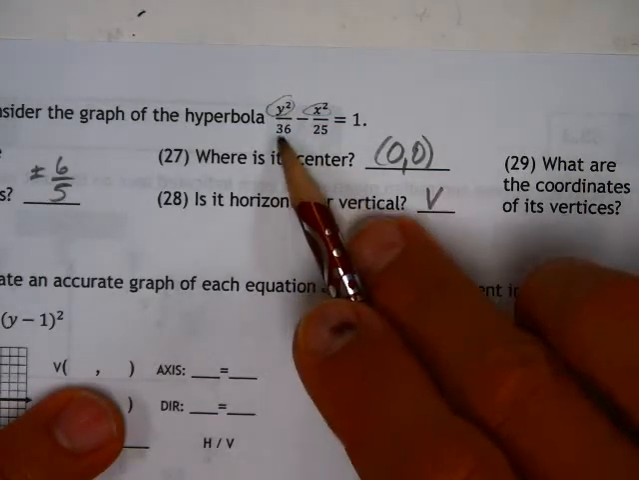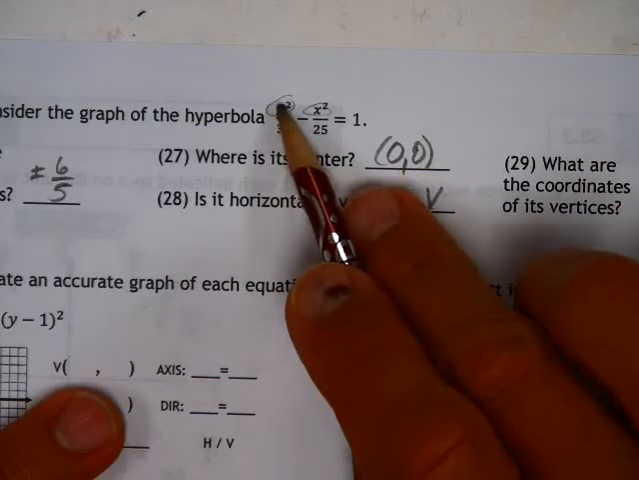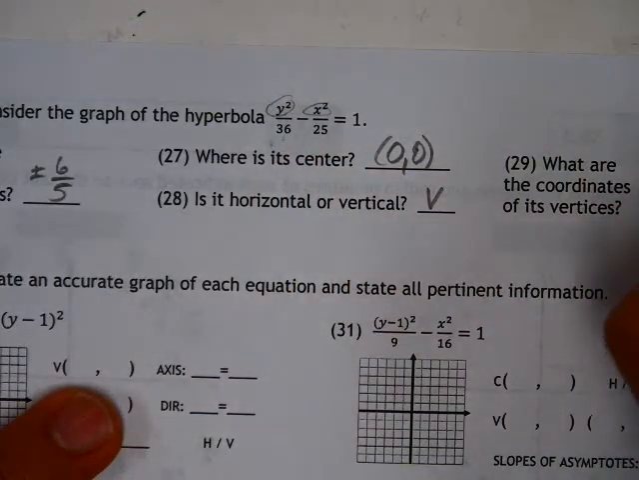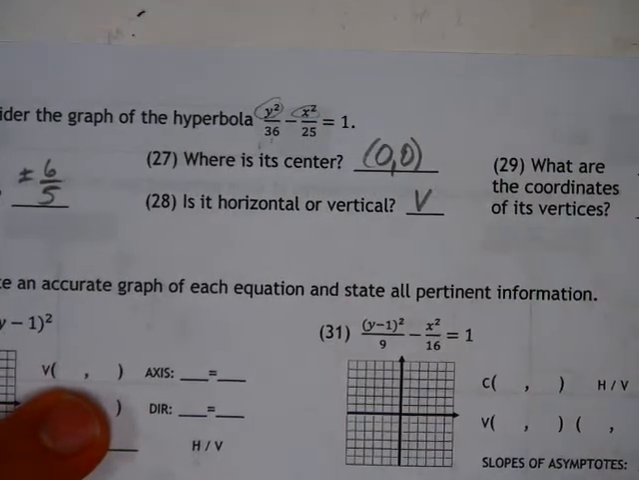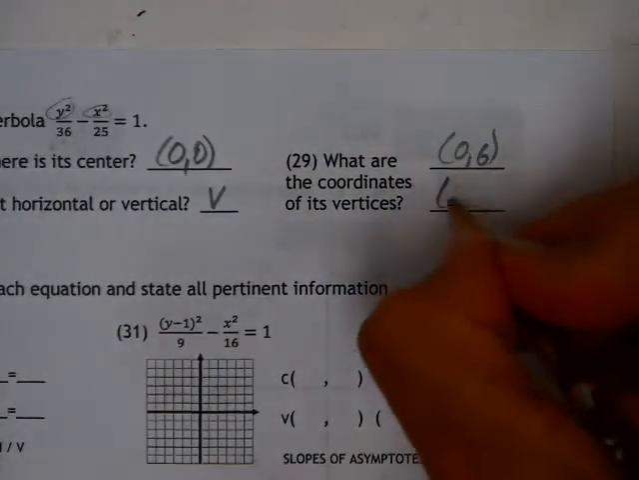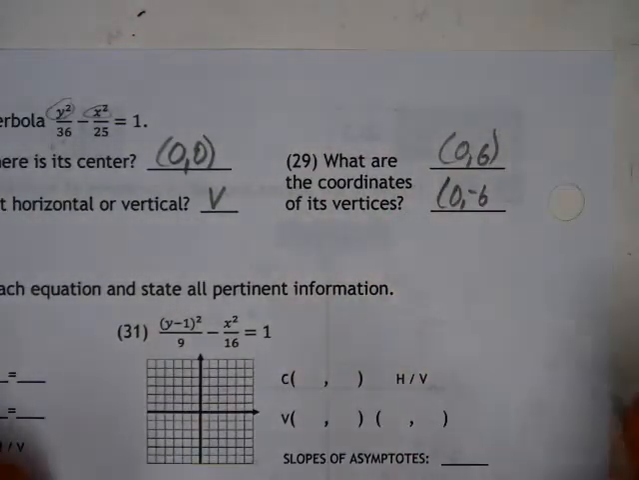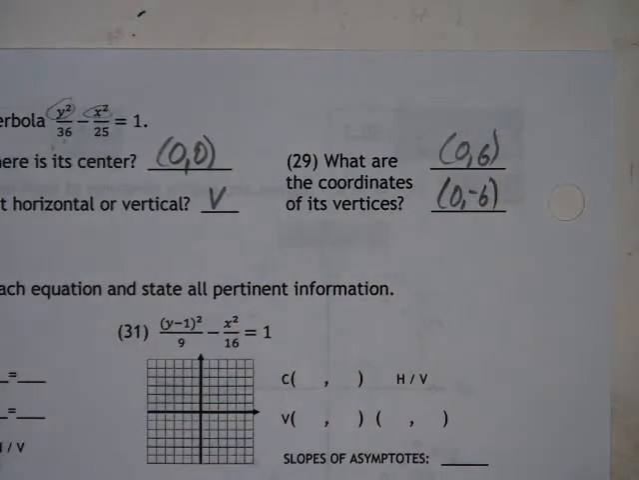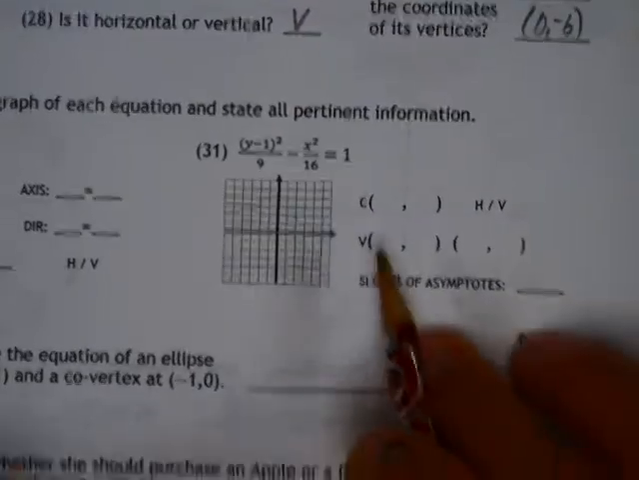Coordinates of its vertices, well, that is the distance we're traveling from the center to the vertices. It's always the positive unit, so it's going to be up and down 6 units. So 0, 6 and 0, negative 6 are the coordinates of the vertices.